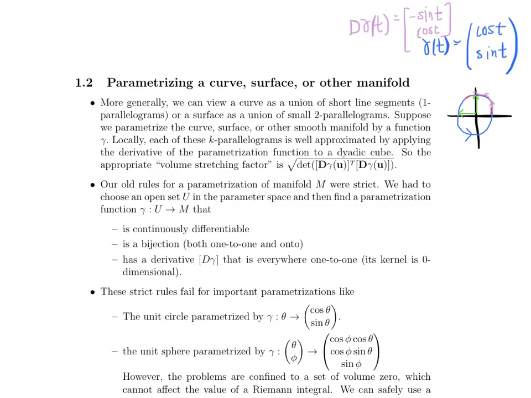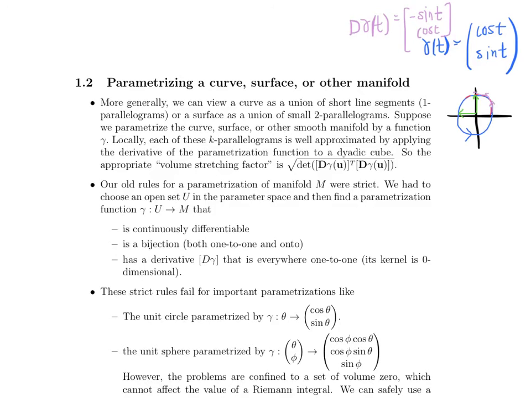And we'll be doing this a lot this week. A few refresher points is that our old rules for a parameterization of a manifold were pretty strict. We had to choose this nice open set in the parameter space and then find a parameterization gamma that mapped us from the parameter space onto the manifold, and it followed a couple of rules. One was that it was continuously differentiable. Look at how important that is now.